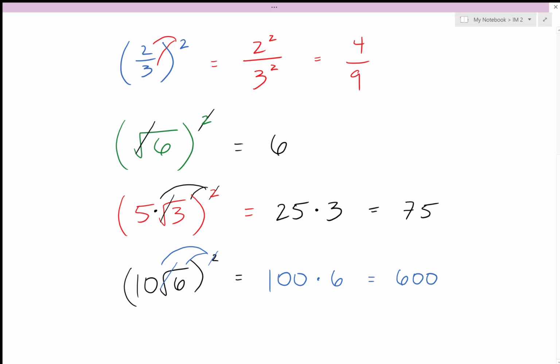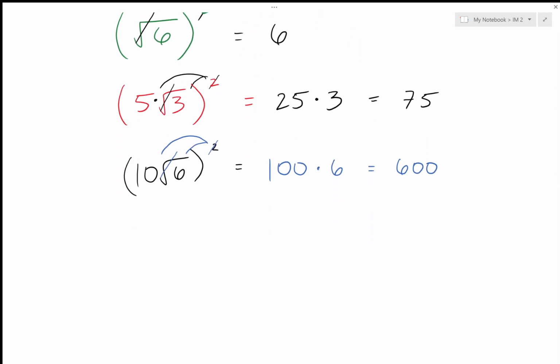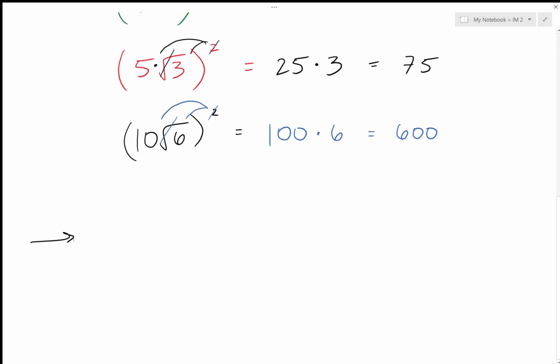All right, so now let's actually get back into what we're doing today. We're going to use that a little bit later on. So we're talking about Pythagorean Theorem. A couple notes to make here.